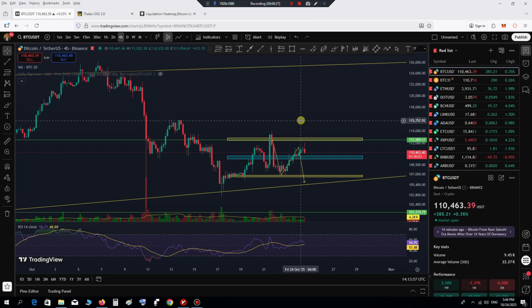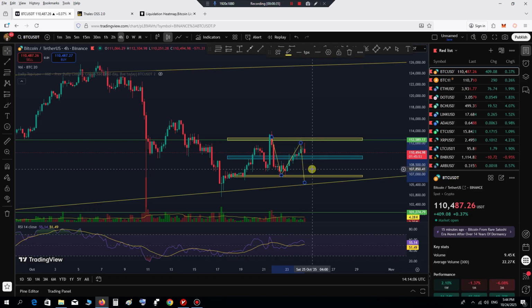We're on the 4-hour time frame, and as expected, we saw an upward move. So far, we've almost reached and touched 112,100. And now we're waiting for a downward move, which we've already discussed.